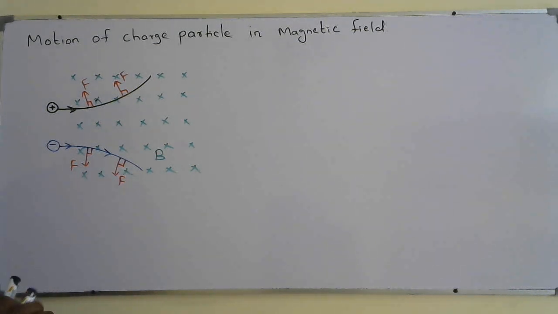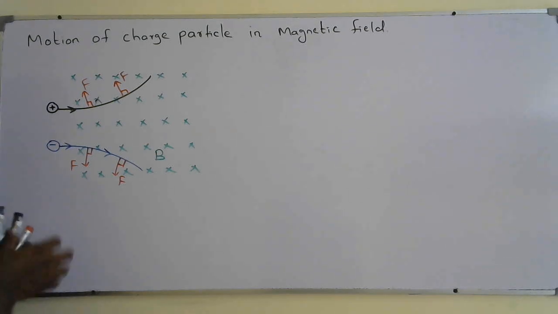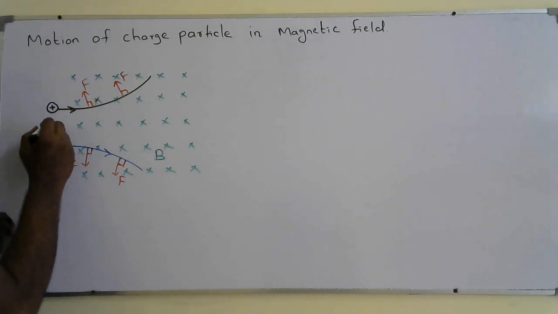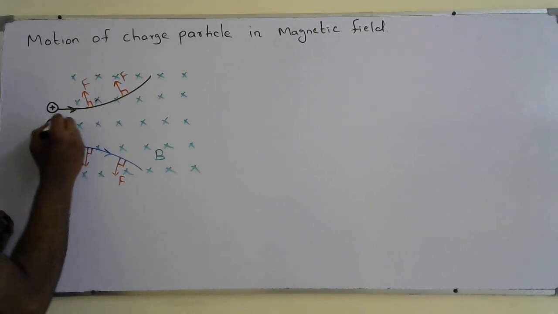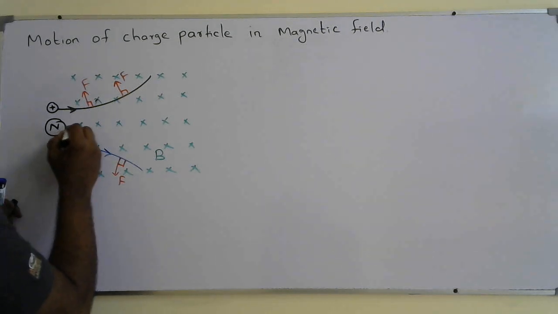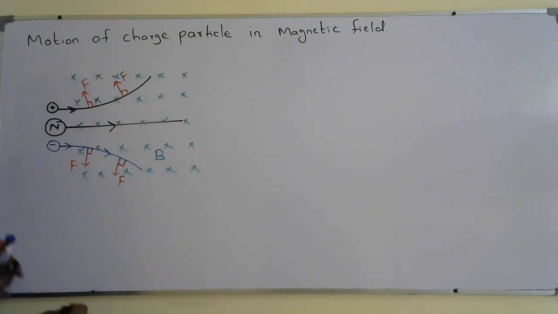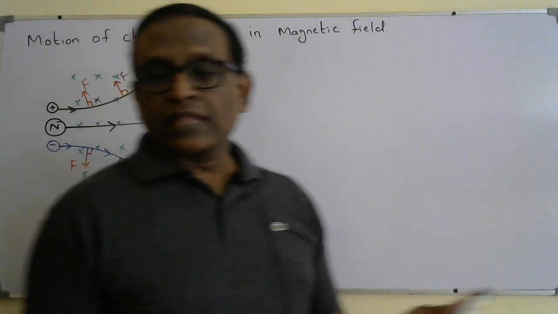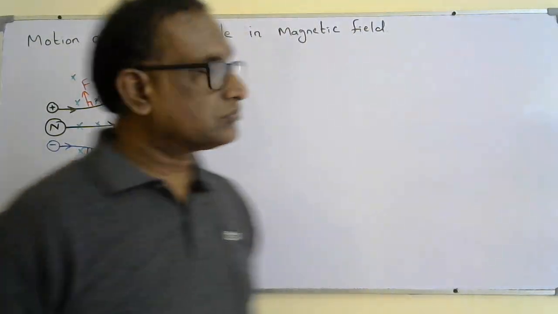If a neutral particle enters a magnetic field, what will happen? A neutral particle has no charge, so no force. It will move on a straight line without any deflection.